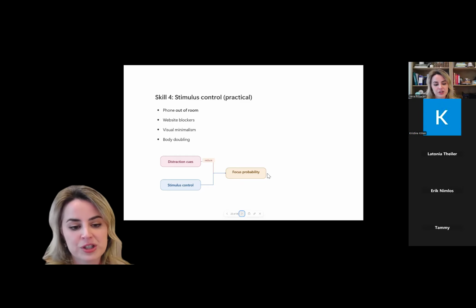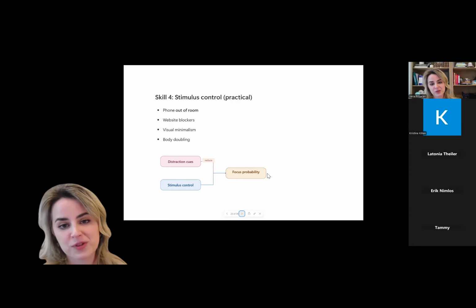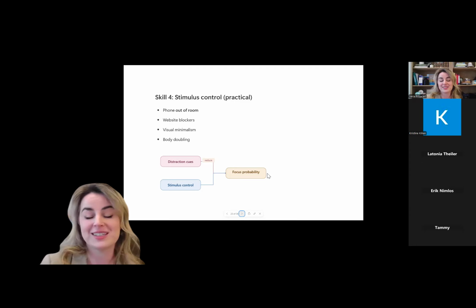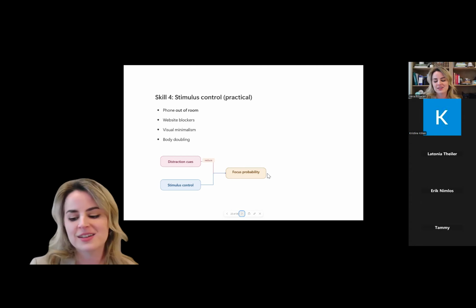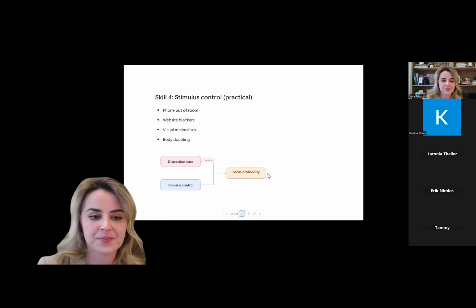So, if we just reduce the distraction cues and control the stimuli in our environment, the probability that we'll be able to focus goes up, right? So, these are different skills for ADHD that, whether or not you're taking medications, we can still be treating ADHD.